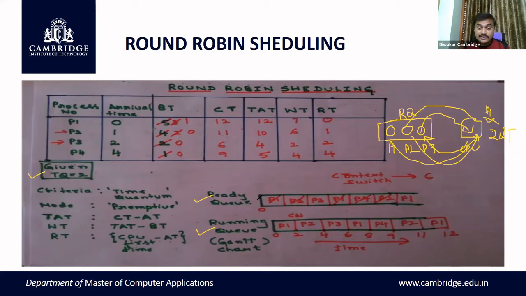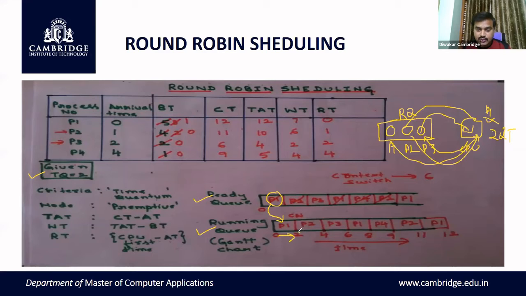Now, ready queue means the process is there in the RAM. Running queue means the process is running, that is, the process has been allocated to the CPU. Now what happens? First, process P1 will come to the ready queue, and it will be allocated to the CPU. The process P1 will execute for 2 units.